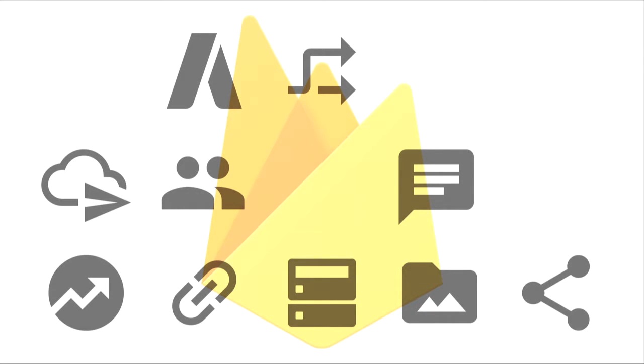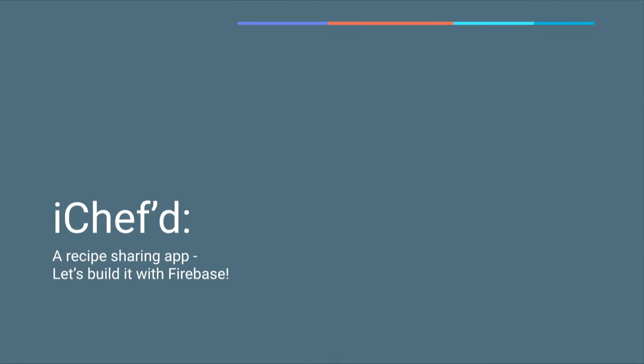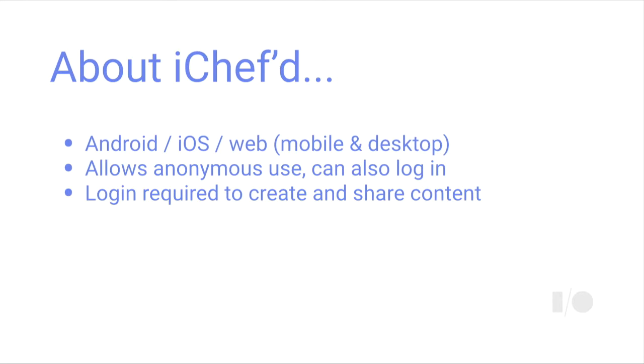What do we have? So I have a second app idea, and it's totally unique. It's a recipe-sharing app, and I call it iChef. I'm actually really bad at making up mobile app names, but run with me with this. So imagine you have an app that's Android, iOS, and mobile web, and desktop web. You're scattering your app as far as you can. You're trying to reach as many people as possible.